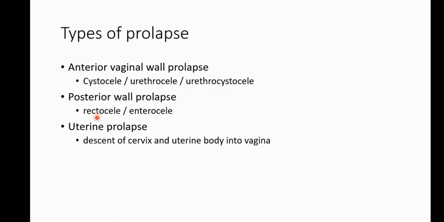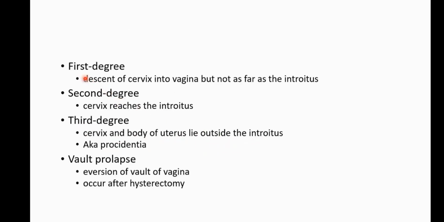And what is uterine prolapse? That is descent of the cervix and the uterine body into the vagina. And as I have discussed with you about the levels of support, that is level 1, 2, and 3, which are giving support to the vagina. So first is first degree prolapse, in which there is descent of the cervix into the vagina, but it is not as far as the introitus.